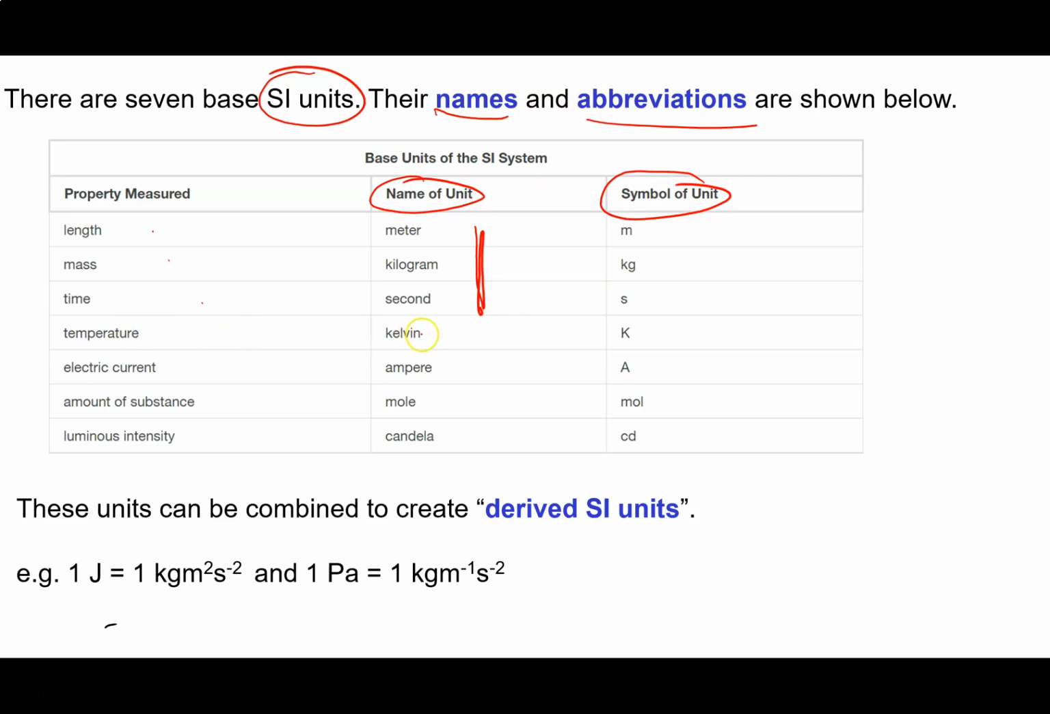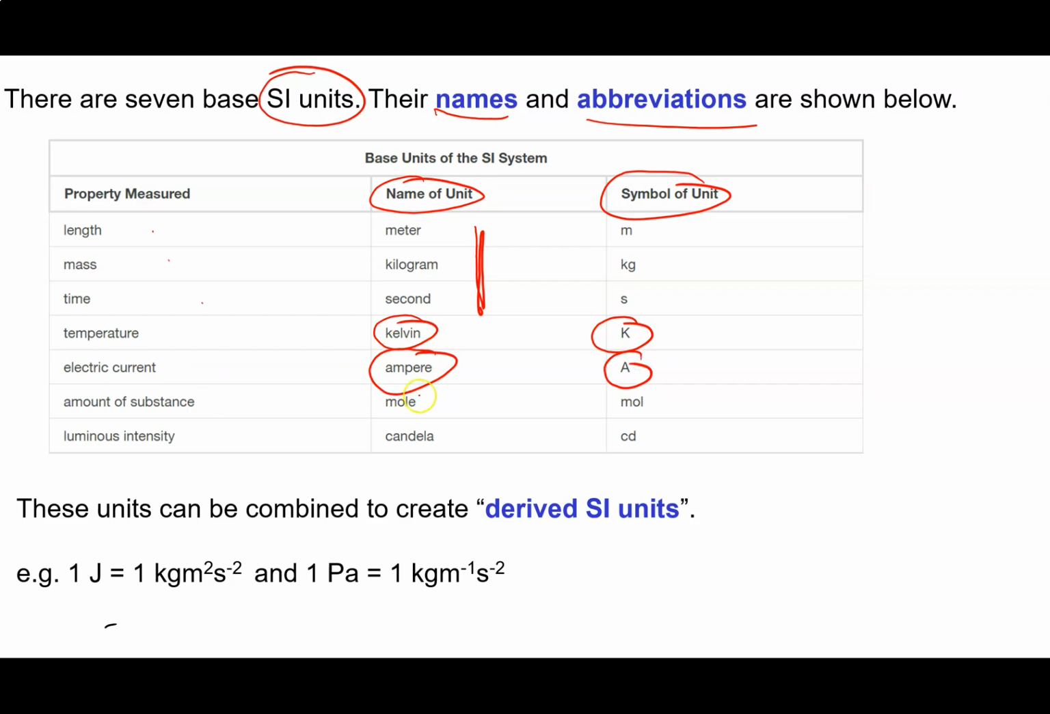For temperature, the base unit is Kelvin, and the symbol is an uppercase K because it's named after Lord Kelvin. We will often measure temperature in degrees Celsius, but when we're using temperature in formulas, we almost always use Kelvin. Later on in Chemistry 163, we'll be looking at electric current. Electric current has the base unit of the ampere, named after Professor Ampere, so it gets an uppercase A.